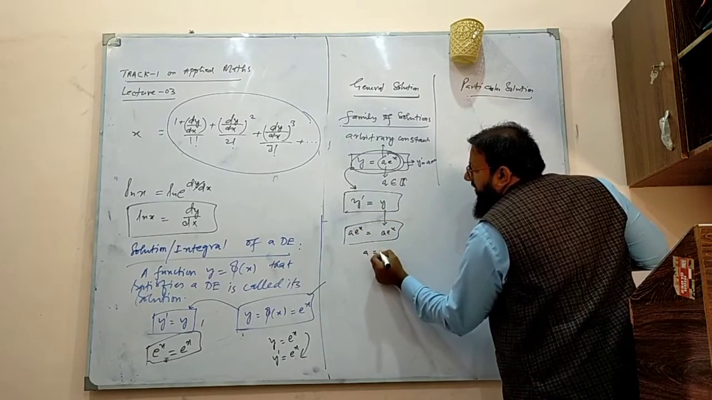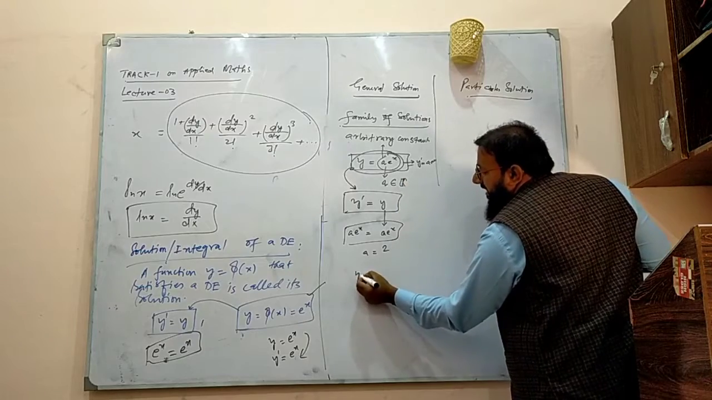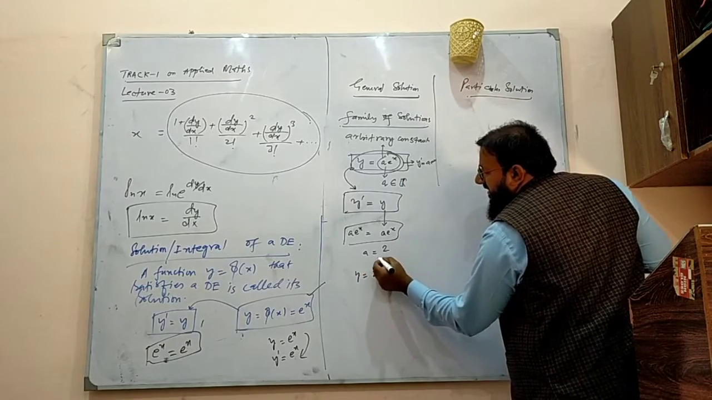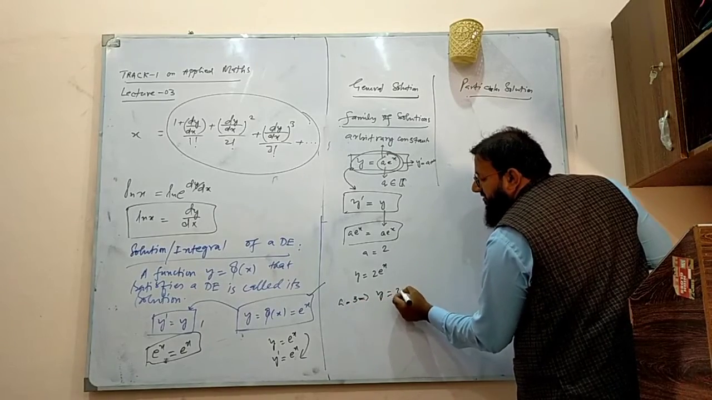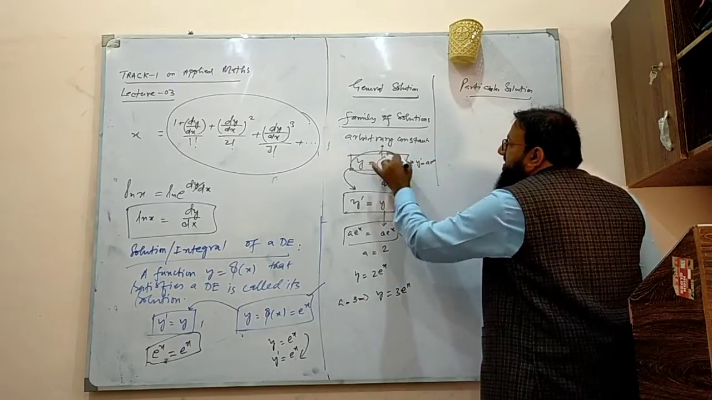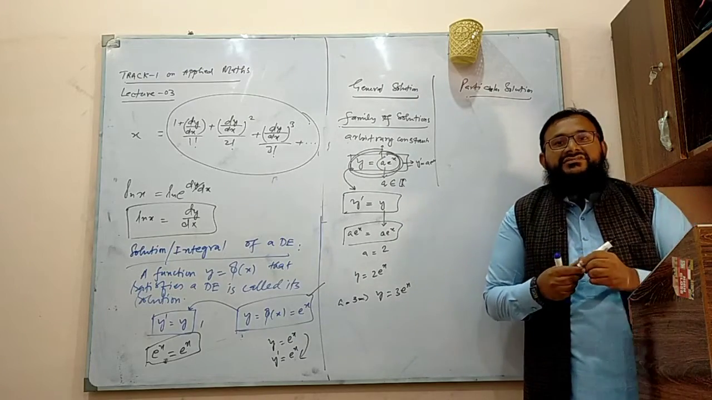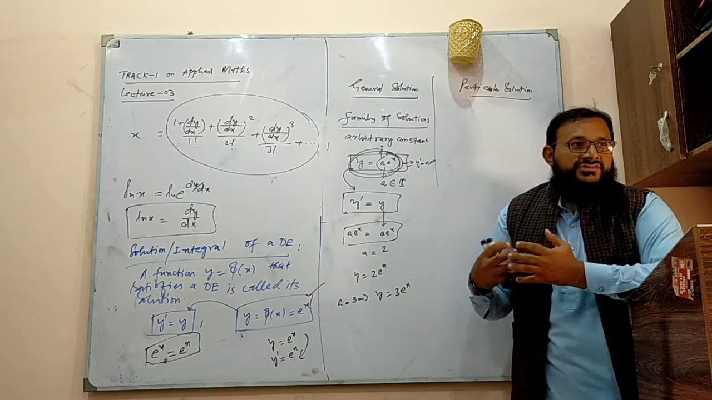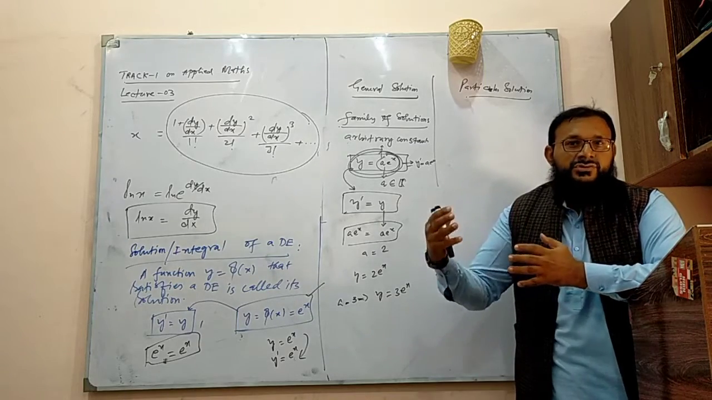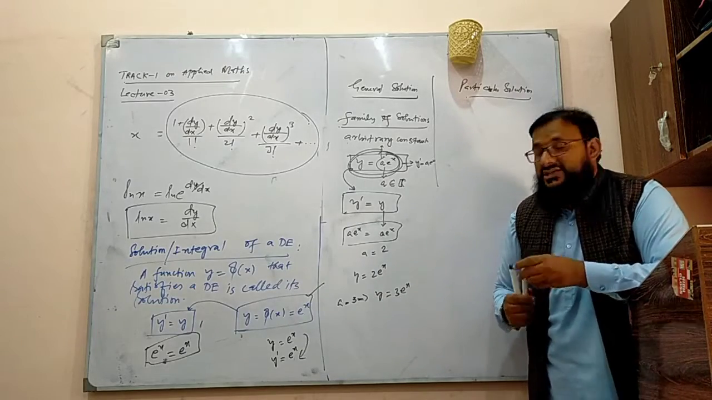Now whatever the value of a is, let's say 2, you will get the solution y is equal to 2 e power x. If the value of a is 3, you will get another solution y is equal to 3 e power x. So basically this is a family of solutions. And such a family of solutions is called the general solution. So it's always a family of solutions. It gives you a whole bunch of solutions which satisfy your given differential equation.